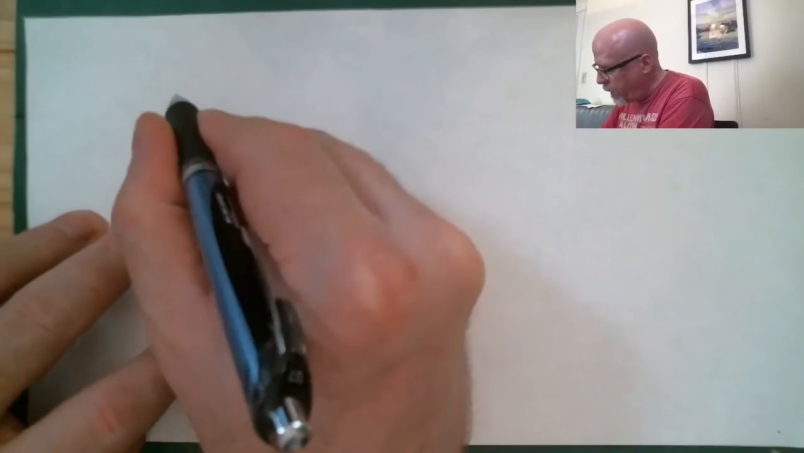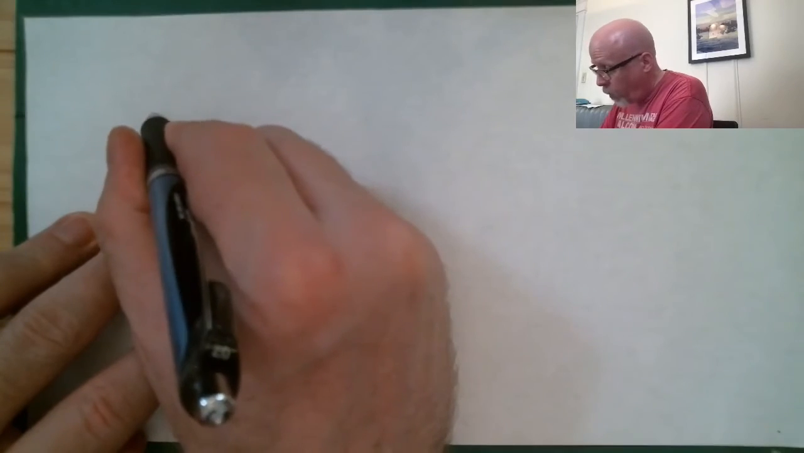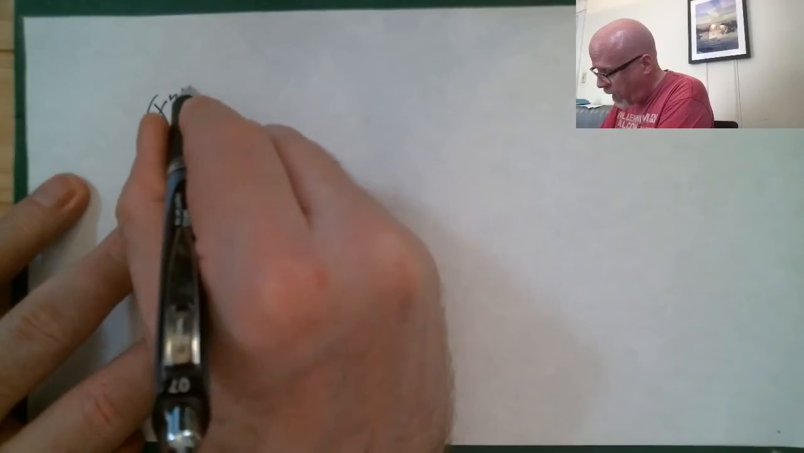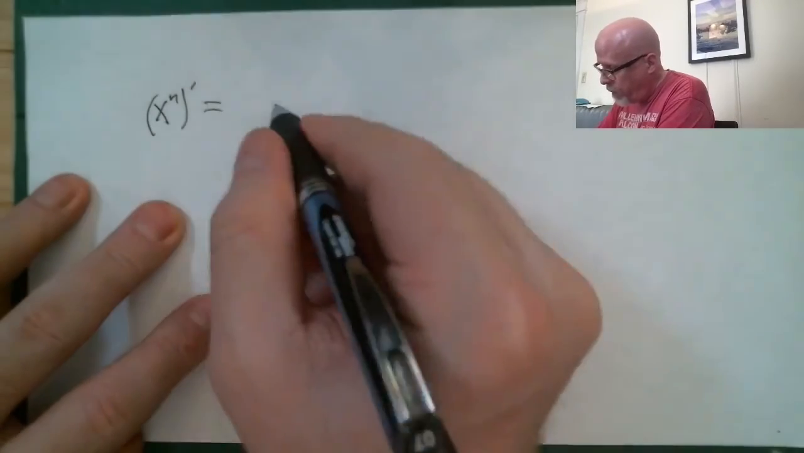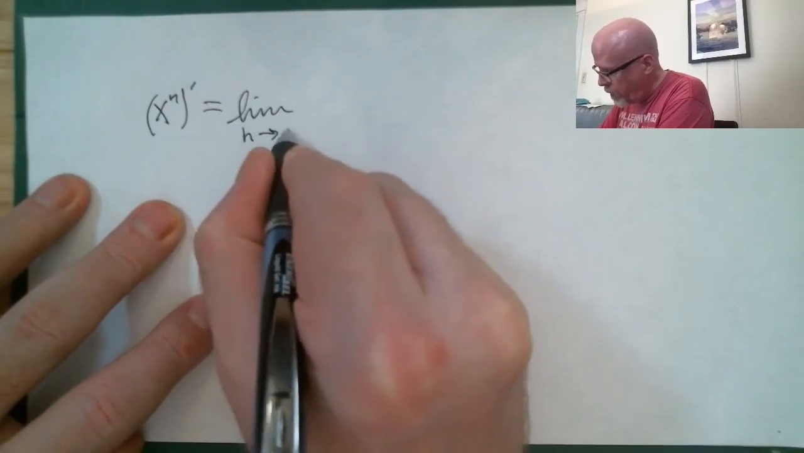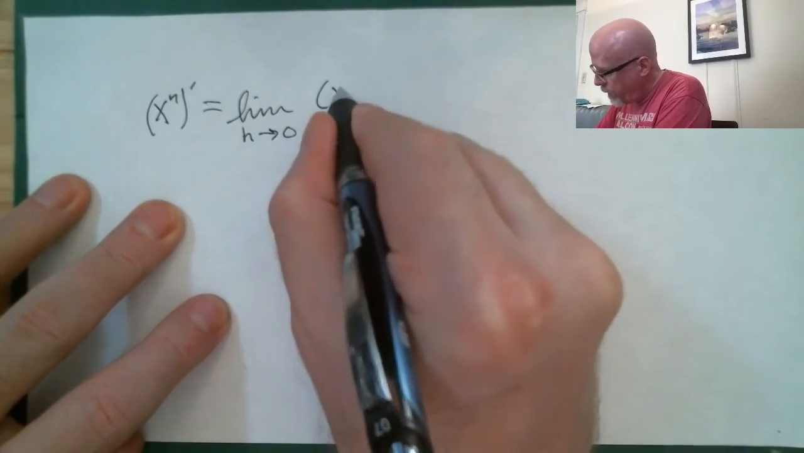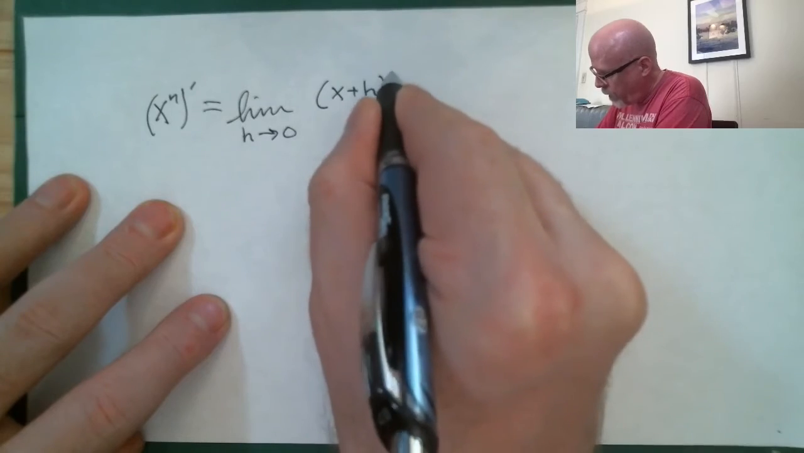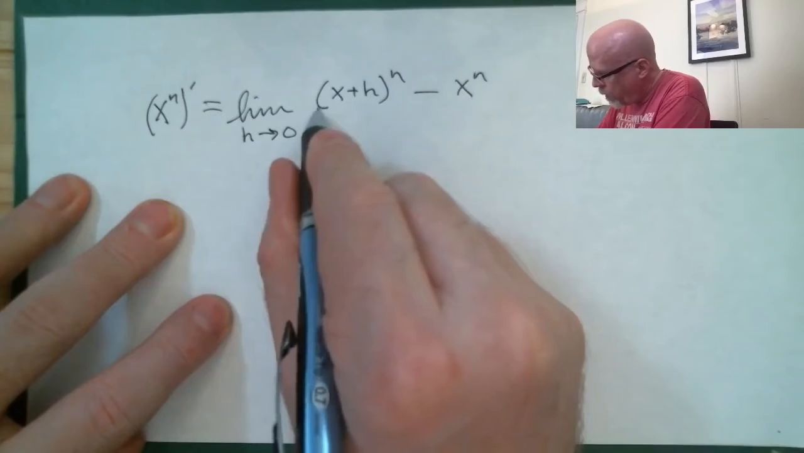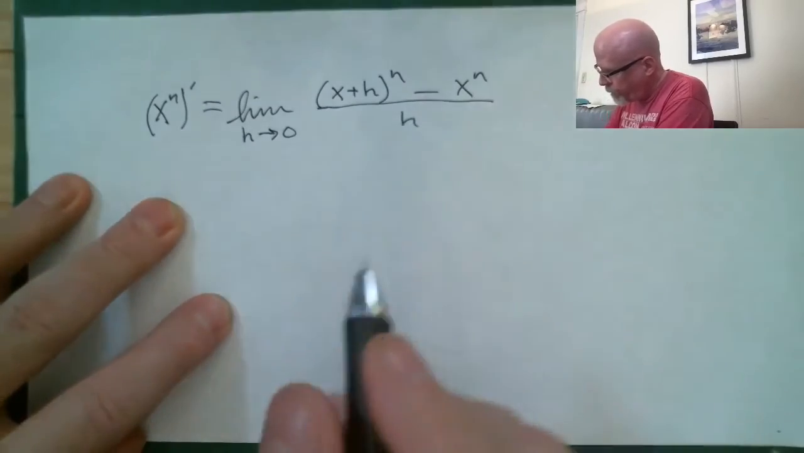So let me start a new sheet. Okay, I'm going to be a little more careful about how we derive the power rule. What we're looking for really is the derivative of x to the n. And the limit definition tells us this: you take the limit with h going to 0 of x plus h to the n power minus x to the n power, all divided by h.